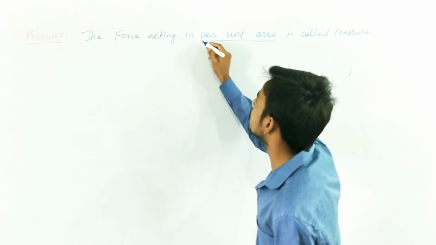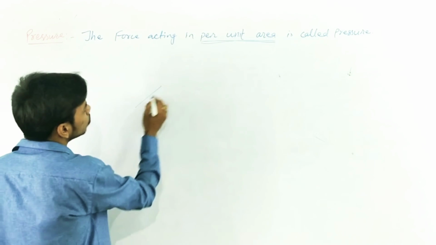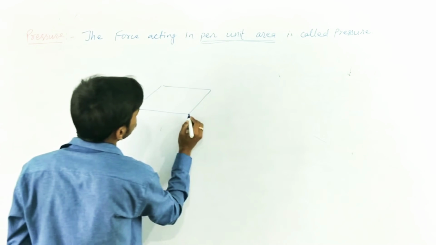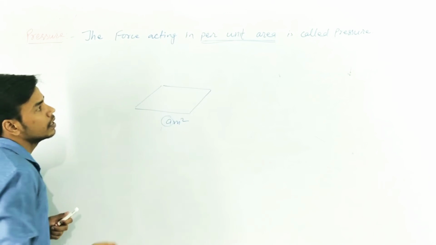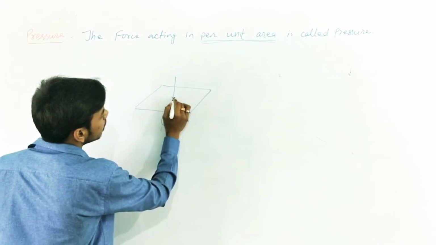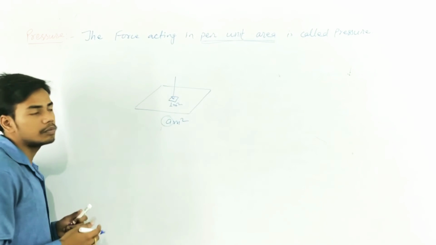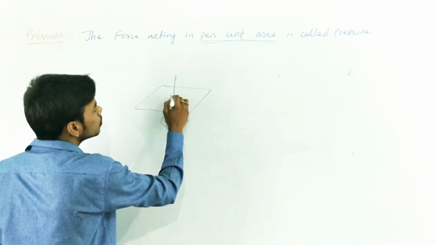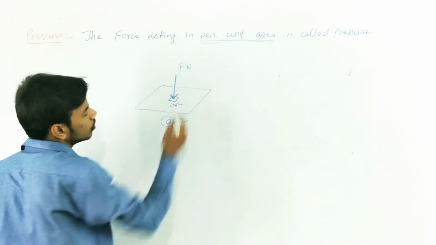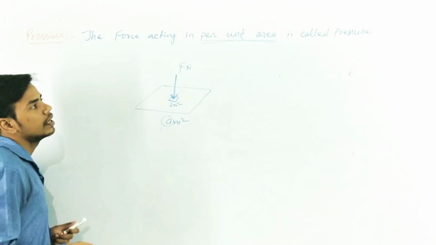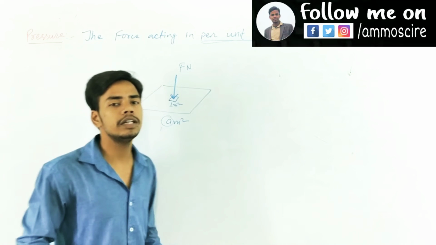So guys, what does this word mean, per unit area? This means if you are exerting a force on a particular area, suppose this total area is a meter square, then you have to take a simple unit area, that means 1 meter square, and calculate how much force is acting on it. If F Newton force is acting, then you would say that pressure is equal to the force acting per unit area.